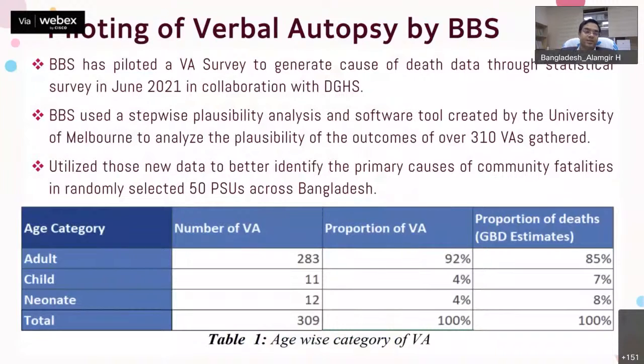So it is one of the interesting systems. I have mentioned earlier that we piloted the verbal autopsy recently, by BBS, in June last year. We used the stepwise plausibility analysis software tool created by the University of Melbourne to analyze the plausibility of the outcomes of about 310 verbal autopsies captured from the field level through the verbal autopsy survey. We utilized those new data to identify the primary cause of death in community fatalities, and randomly selected 50 places across Bangladesh from where the data were collected.